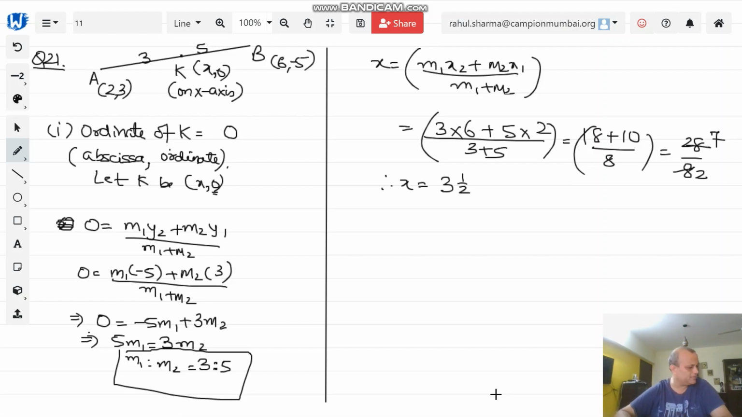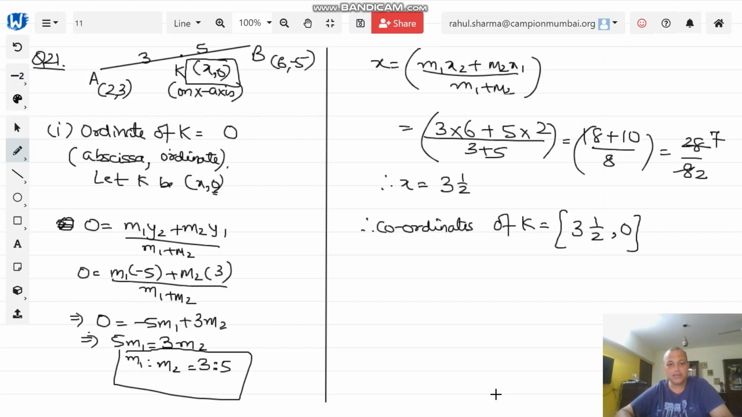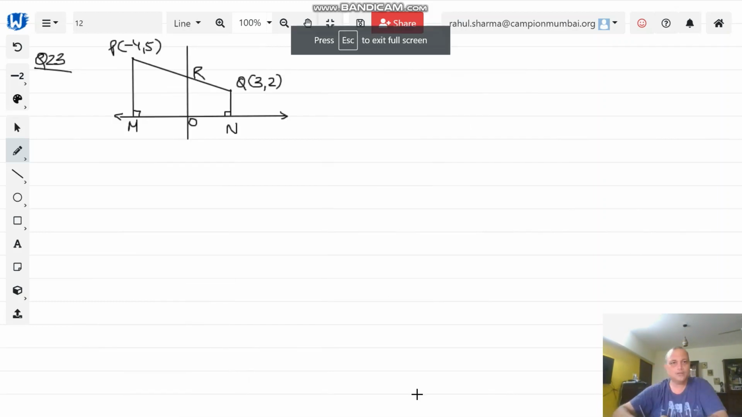We need to calculate x. No, we need to calculate the coordinates. Therefore, coordinates of K are 3 1 by 2, comma 0. An important thing to notice: any point on the x-axis is given as x, 0 and any point on the y-axis is given as 0, comma y. Next question, question number 23.